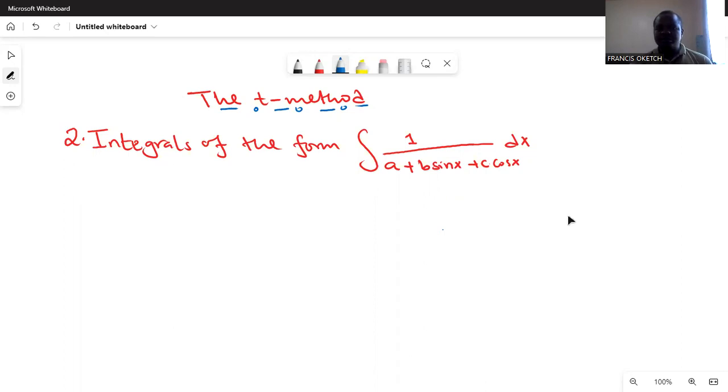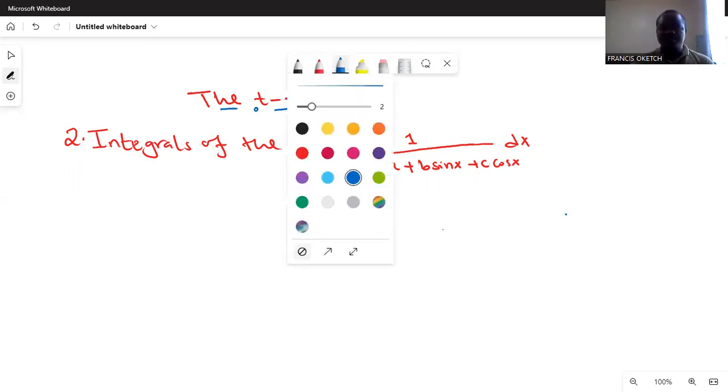Now, if you look at this second form of the integrals under this substitution method, compared with the first one that we looked at previously, we realize that in the denominator we have sine x, but it is not squared. Similarly, we have cosine x, which is not squared. In the other case, we had sine squared x and cosine squared x. So when you have this kind of integral, what are you supposed to do? This is what you're supposed to do.